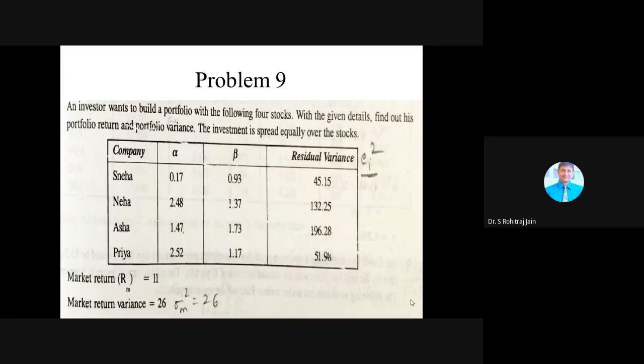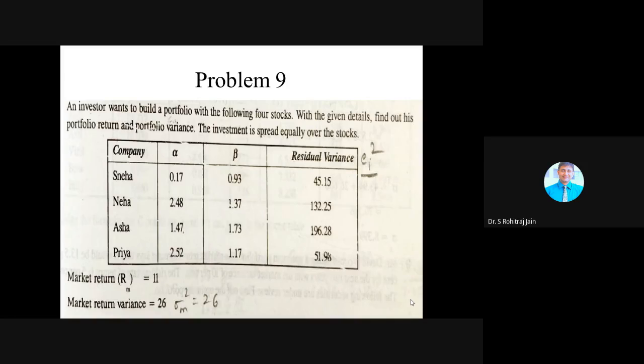Very good. Now you tell me what is the proportion that has been invested in each stock? 0.25, sir. Fantastic. Since there are 4 stocks, the proportion of fund invested in each stock is equal. That means 25% in the first company, 25% in the second, 25% in the third, and 25% in the fourth company. So what they have given me is the value of alpha, then beta of each stock. Then the third value is called residual variance.